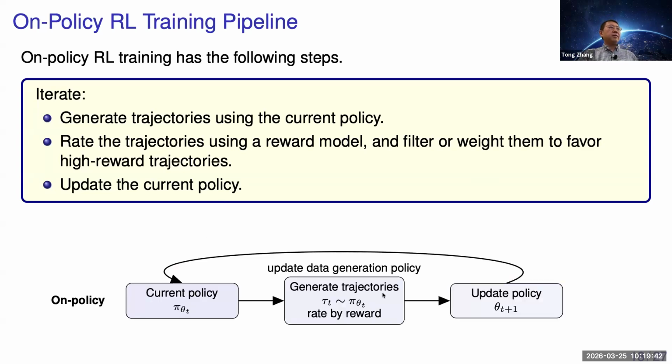It looks like this. Here is on-policy: the current policy generates the trajectory, it is rated by the reward, and you update the policy. Then you go back. The updated policy becomes the current policy, and you just go over and over again. So this is a standard RL pipeline.